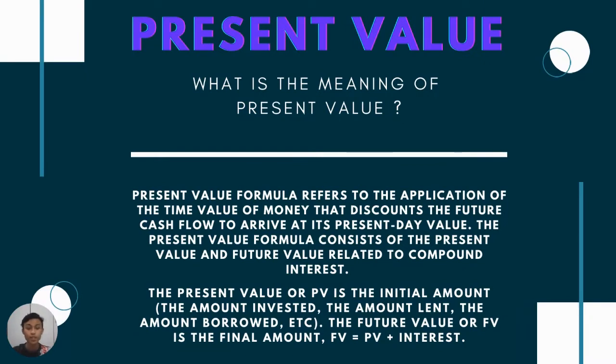So today I would like to present the topic, which is present value. So what is present value? Present value is a formula that refers to the application of the time value of money that discounts the future cash flow to arrive at its present day value. The present value formula consists of the present value and future value related to compound interest. The present value or PV is the initial amount, which is the amount invested, the amount lent, the amount borrowed, etc. The future value or FV is the final amount, where FV equals PV plus interest.